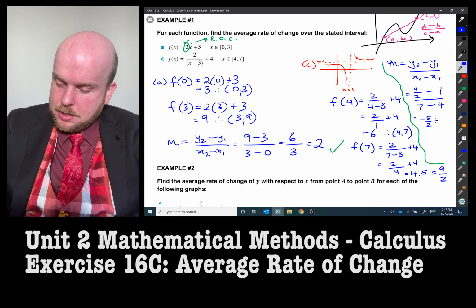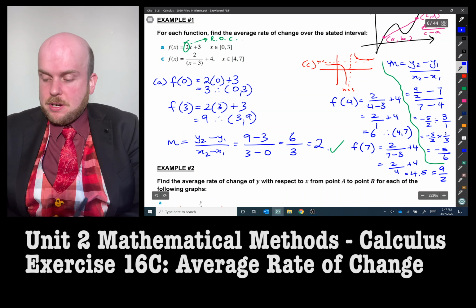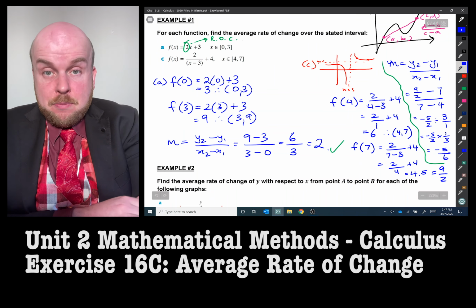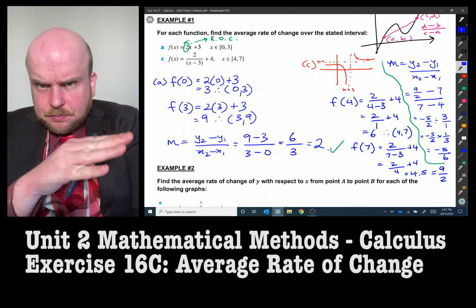So it'll be 3 over 1. So negative 5 over 2 times by a third. So that's going to be negative 5 sixths. So I definitely know that I'm right because it was supposed to be negative.